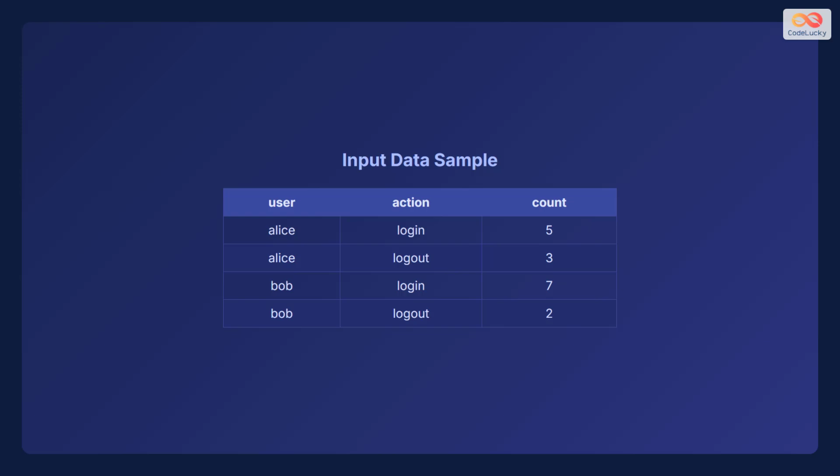Before applying xyseries, your data might look like this input table. We have three columns: user, action, and count. Notice how the data is in a traditional row format, with Alice having separate entries for login and logout actions, and Bob also having separate entries for his login and logout actions. Each row represents a single event with its associated count value.